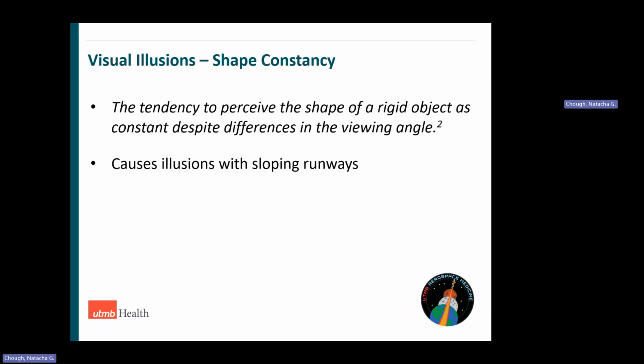We just looked at size constancy. Now let's look at shape constancy. Shape constancy is the tendency to perceive the shape of a rigid object as constant despite differences in the viewing angle. This causes illusions with sloping runways.